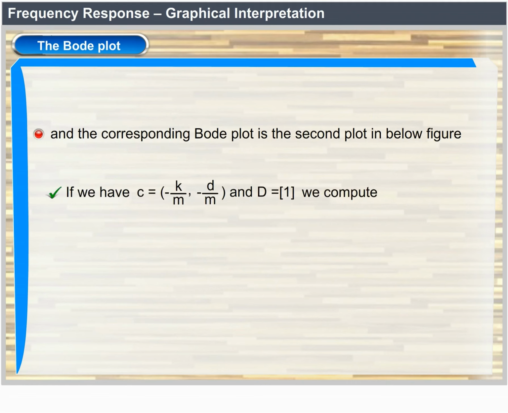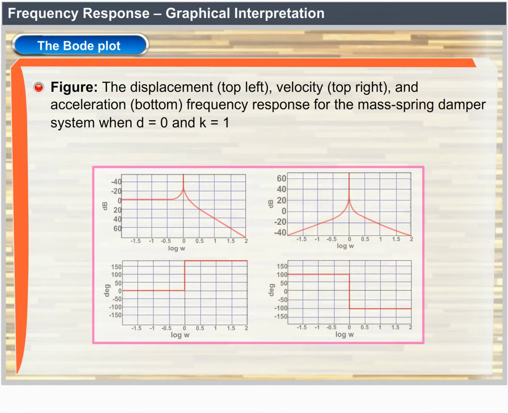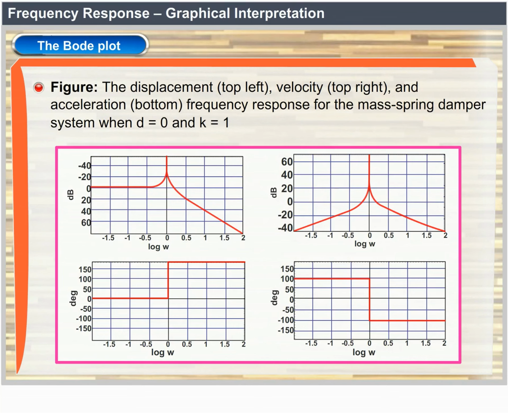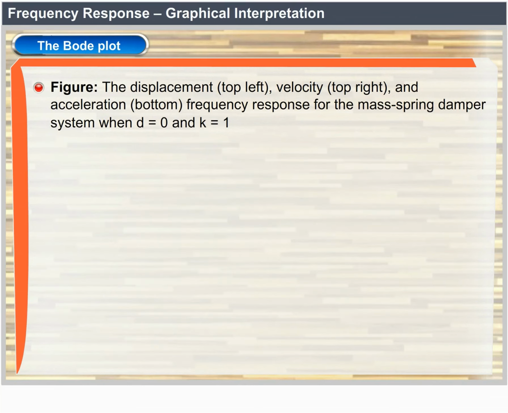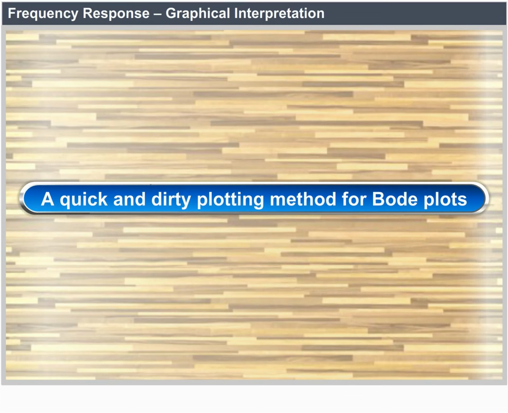If we have c equal to minus k by m, comma, minus d by m and d equal to 1, we compute H sigma of omega equal to minus omega square divided by minus omega square plus 1. The Bode plot for this frequency response function is the third plot in the below figure. Figure: the displacement top left, velocity top right and acceleration bottom frequency response for the mass spring damper system when d equal to 0 and k equal to 1. A quick and dirty plotting method for Bode plot.